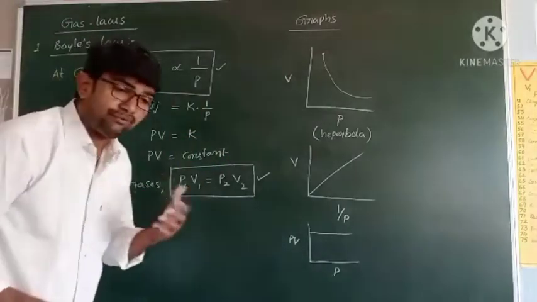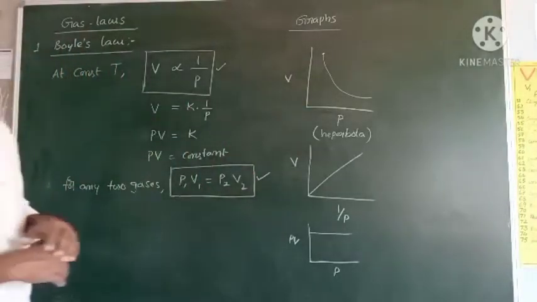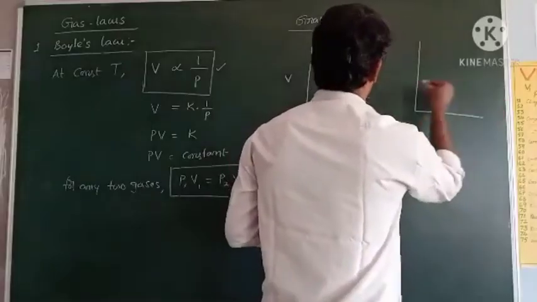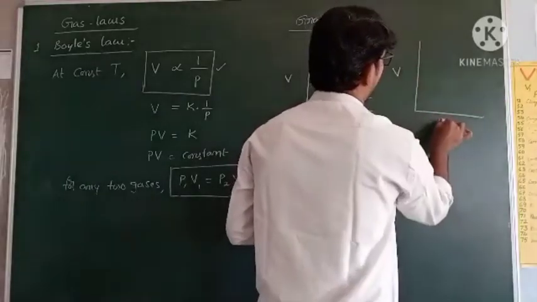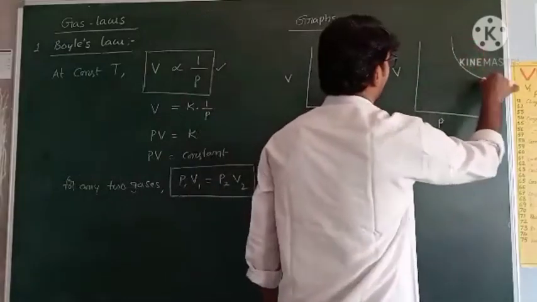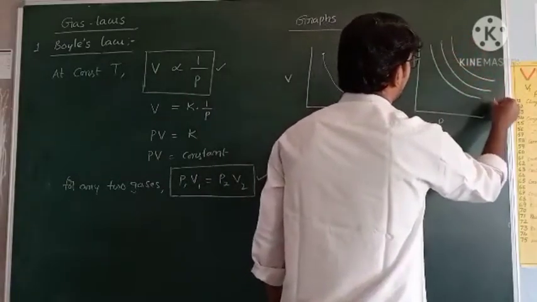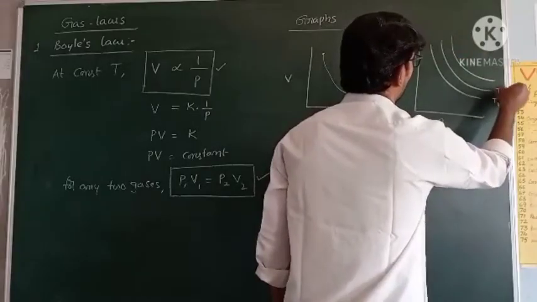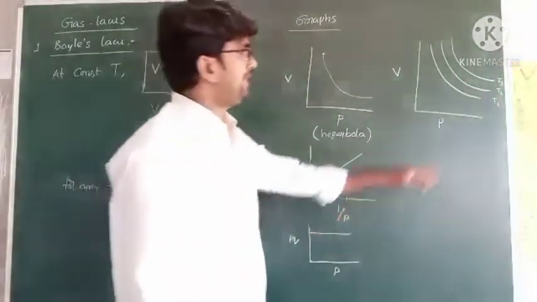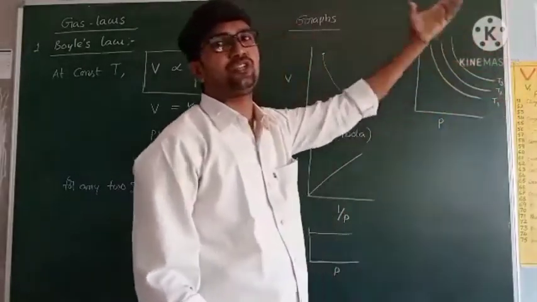What if you change the temperature? What do you observe? I will explain these graphs now. In case temperature is changed, we observe different hyperbolas. This is T1, this is T2, this is T3. It means as temperature increases, the hyperbola positions also change.